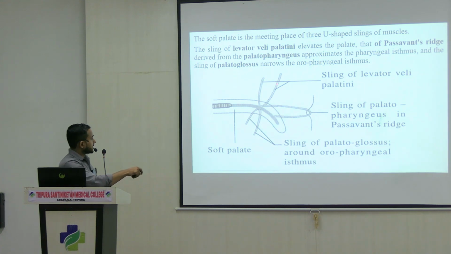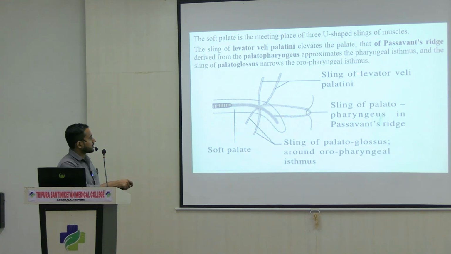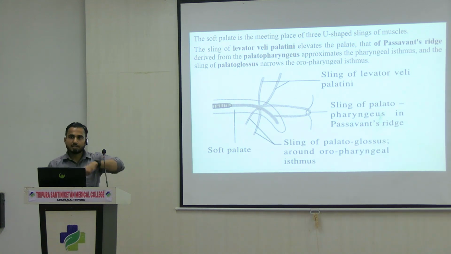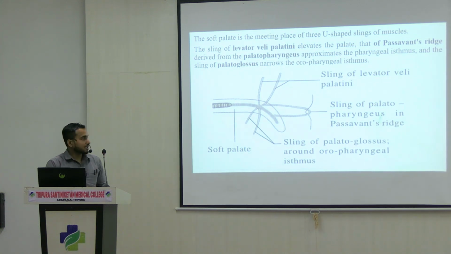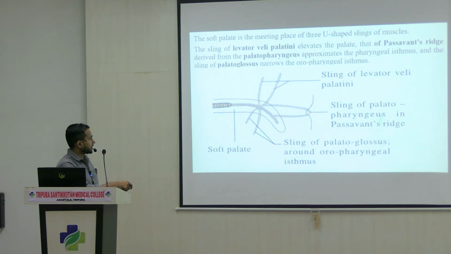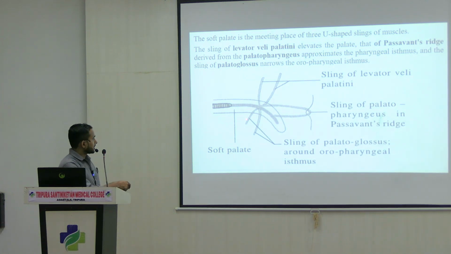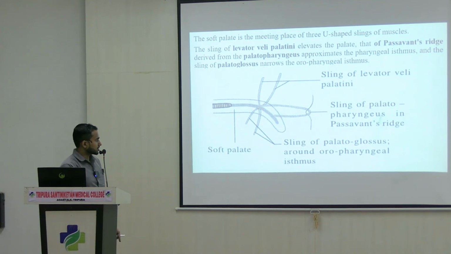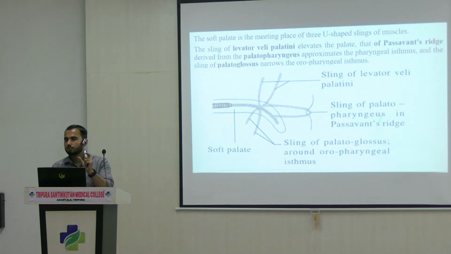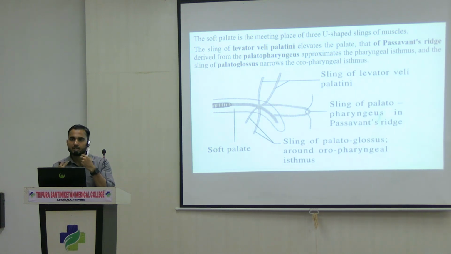Here you can see one sling formed by levator veli palatini, which helps in elevating the soft palate. Next, another U-shaped sling is formed by the fibers of the palatopharyngeus, and this forms the Passavant's ridge. This also helps during swallowing. Then another U-shaped sling is formed by the palatoglossus around the oropharyngeal isthmus. What is the meaning of oropharyngeal isthmus? It is a passage between the oral cavity and the oropharynx.